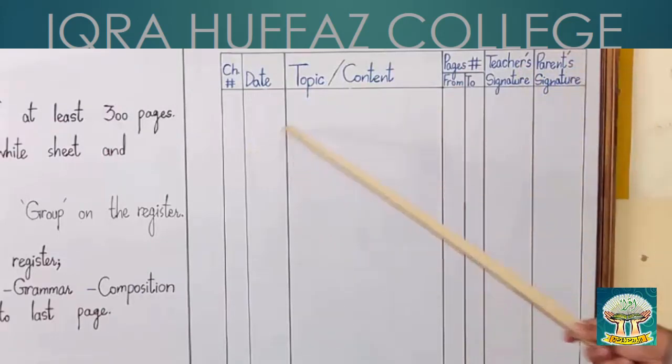So you have to maintain these 6 columns on the starting pages of your register. You may make the index on about 8 to 10 pages because you need an index for prose, poetry, drama, grammar and composition.